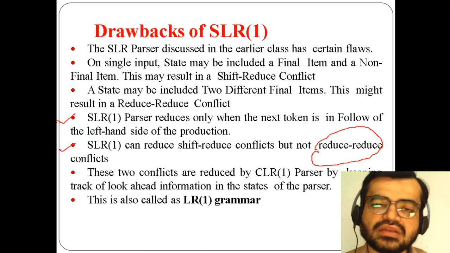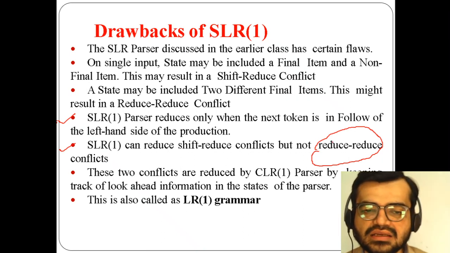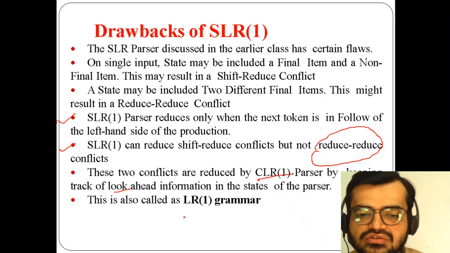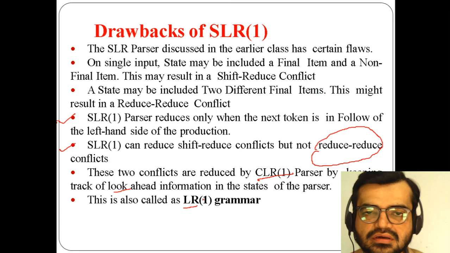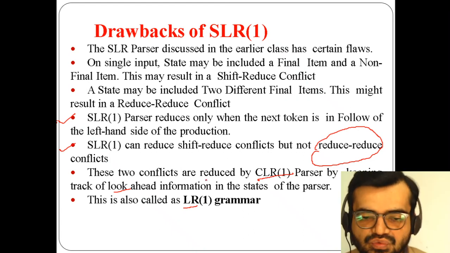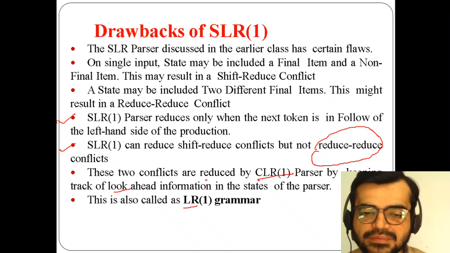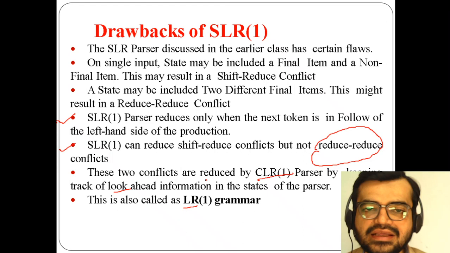For that purpose we require another kind of parsing technique. So these two conflicts, either shift reduce or reduce reduce, can be reduced with the help of canonical LR(1) parsers. How? By taking the lookahead information. That is the very important part here. That is why the CLR(1) parser is also called LR(1) grammar. Why is it using the term LR(1)? Because it is using a lookahead symbol. So for that purpose you are using the term LR(1) grammar.